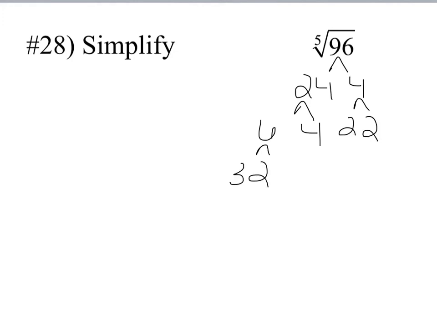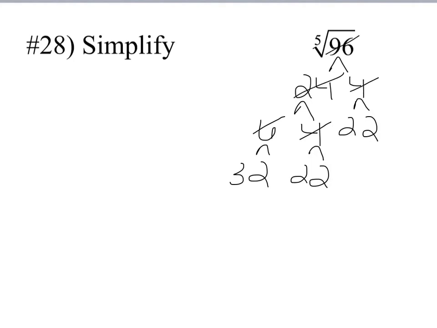Fifth root of 96. What times what gives me 96? I'm going to go with 24 and 4. We know 4 breaks down to 2 and 2. 24 breaks down to 6 and 4. 6 is 3 times 2. And 4 is 2 times 2. Remember to cross them out as you go. That way you don't get confused with what's left.